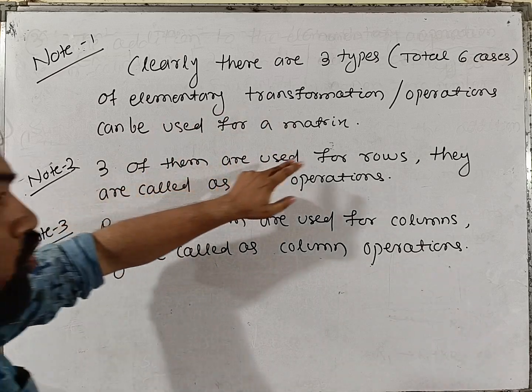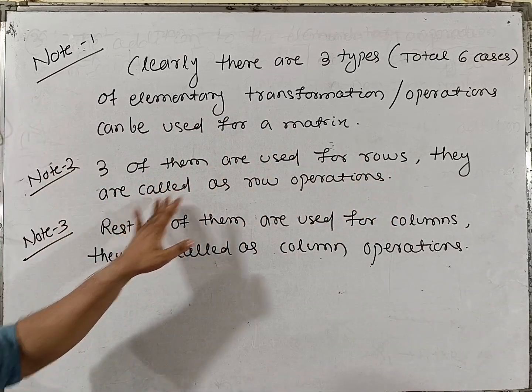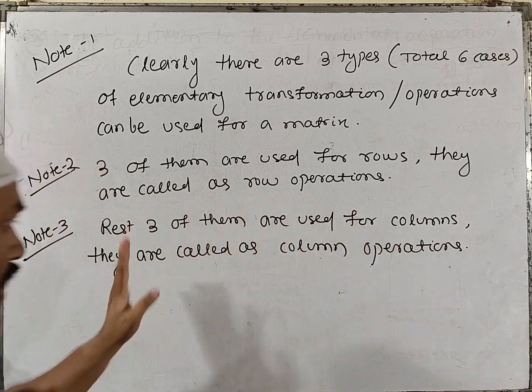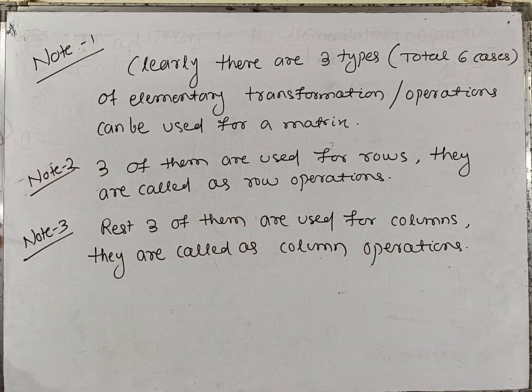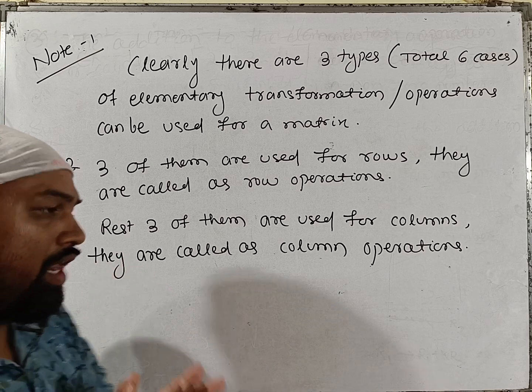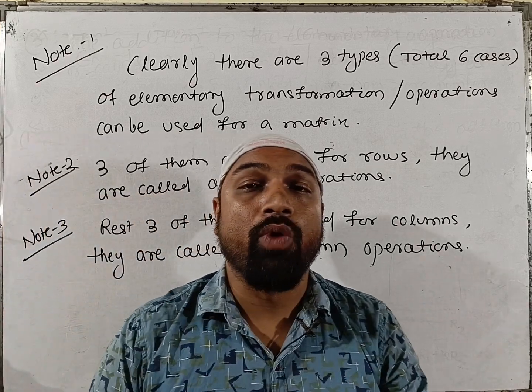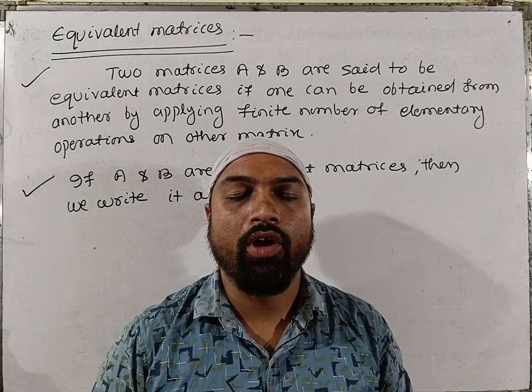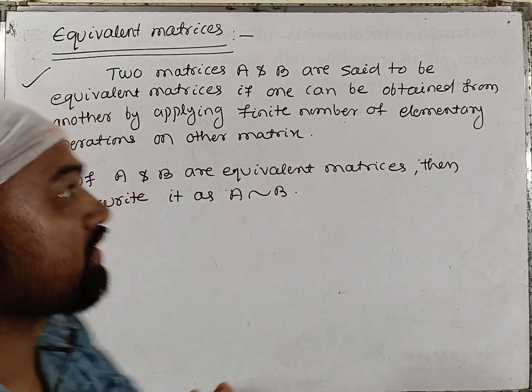Three of them are used for rows, and they are called row operations. The rest three are used for columns, and they are called column operations. So these are the three important notes based upon the elementary transformation method. Now let us discuss the equivalent matrices.